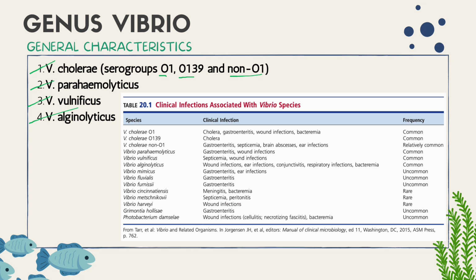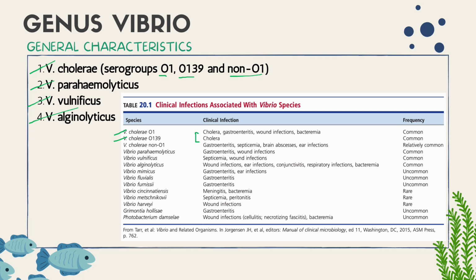So, looking at our table for clinical infections associated with the Vibrio species, let's look at Vibrio cholerae O1 and Vibrio cholerae O139. These 2 are the causative agents of your cholera.